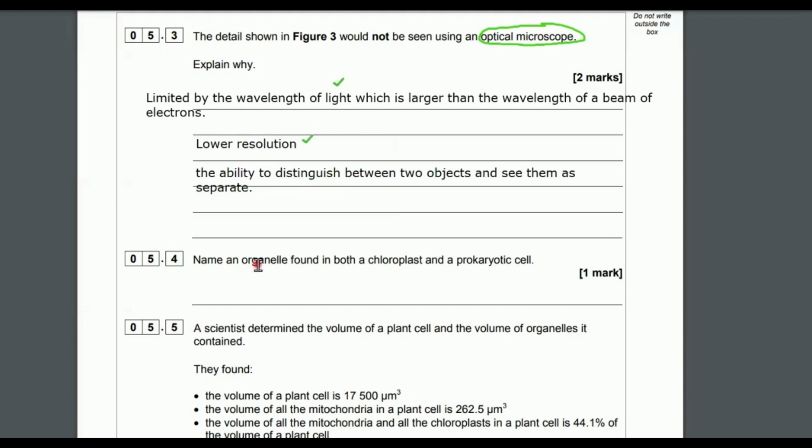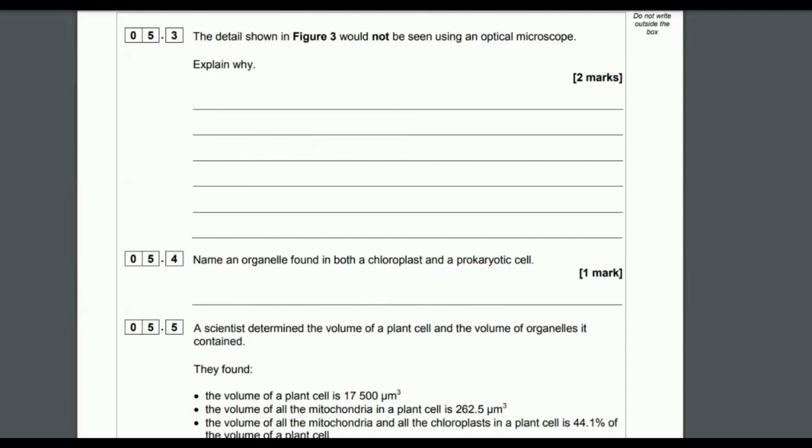Great. So the main point is optical microscopes are limited by the wavelength of light, so they have a low resolution. Basically, a lot of those organelles are smaller in their width than the wavelength of a light ray. Right, name an organelle found in a chloroplast and a prokaryotic cell. So again, you might be tempted to say circular DNA. Don't do that. That's not an organelle. It's a 70S ribosome.